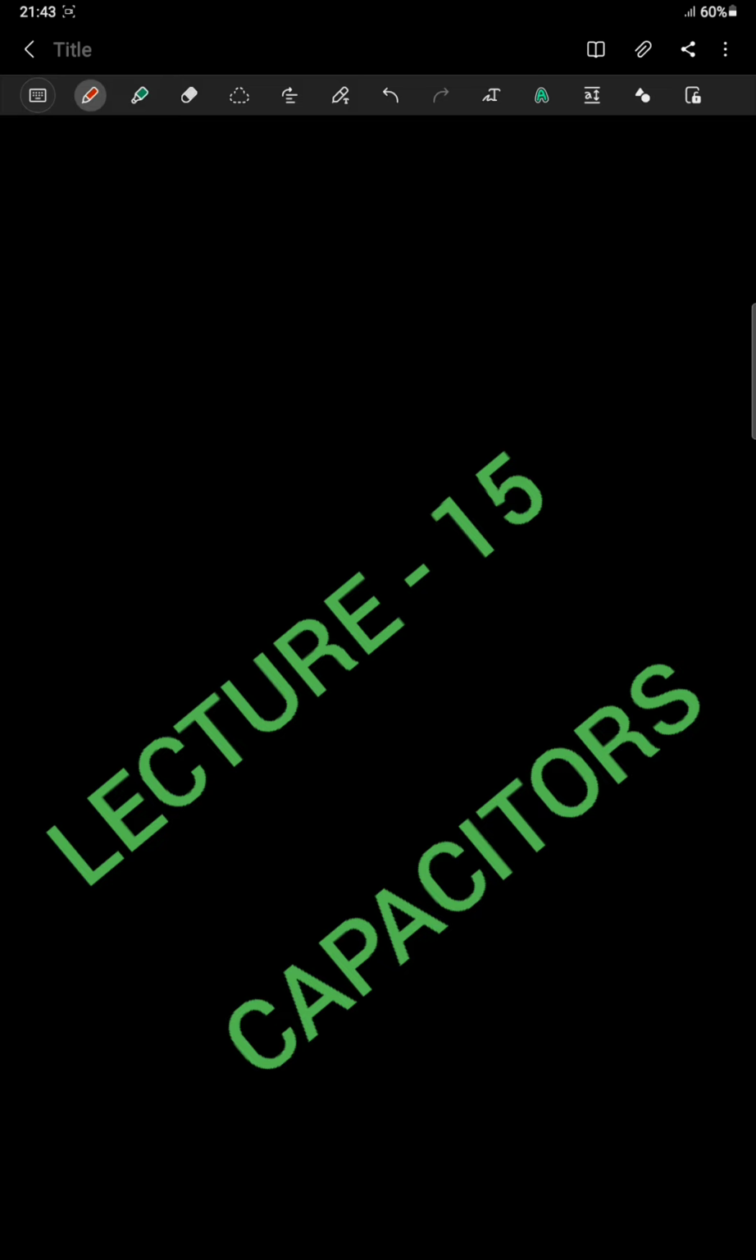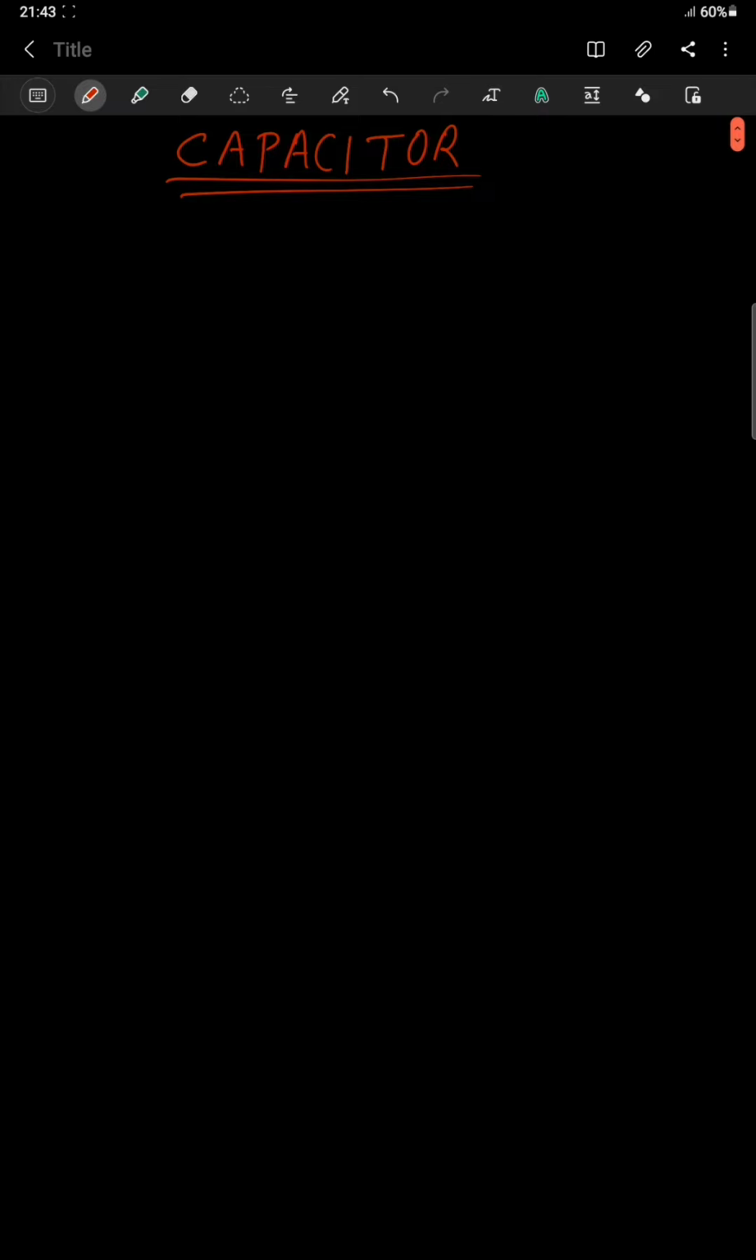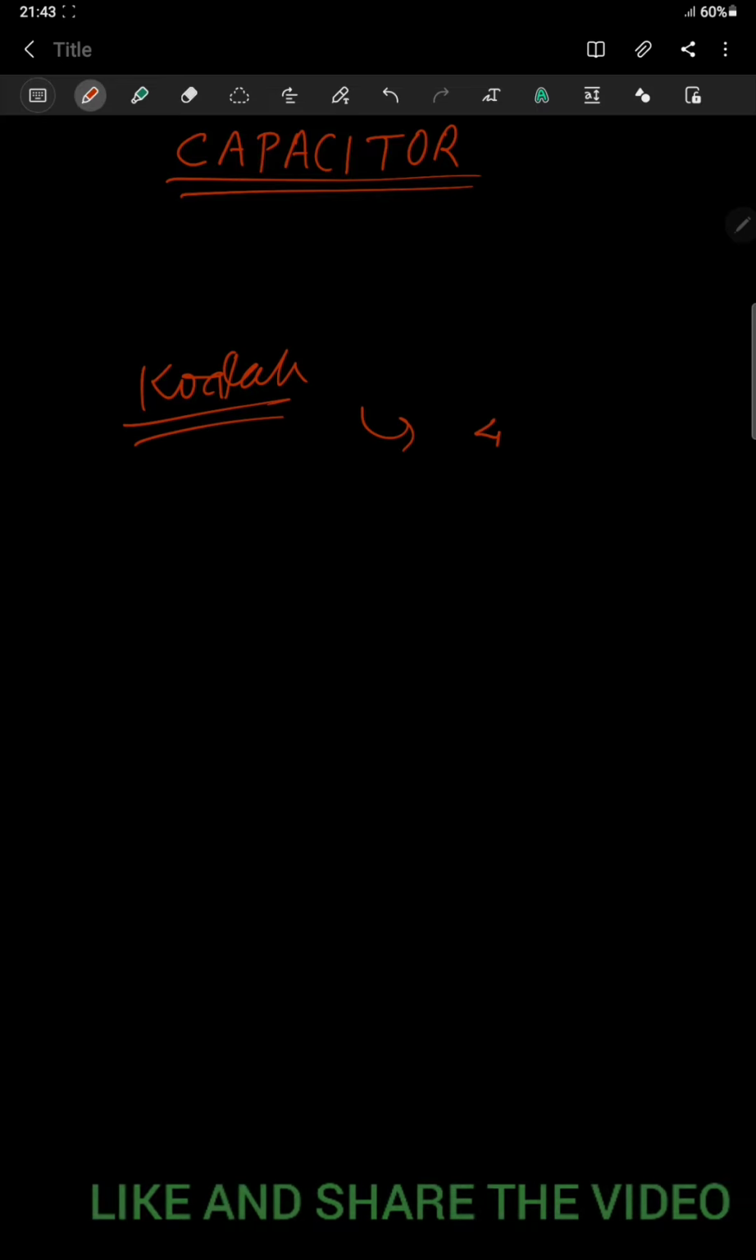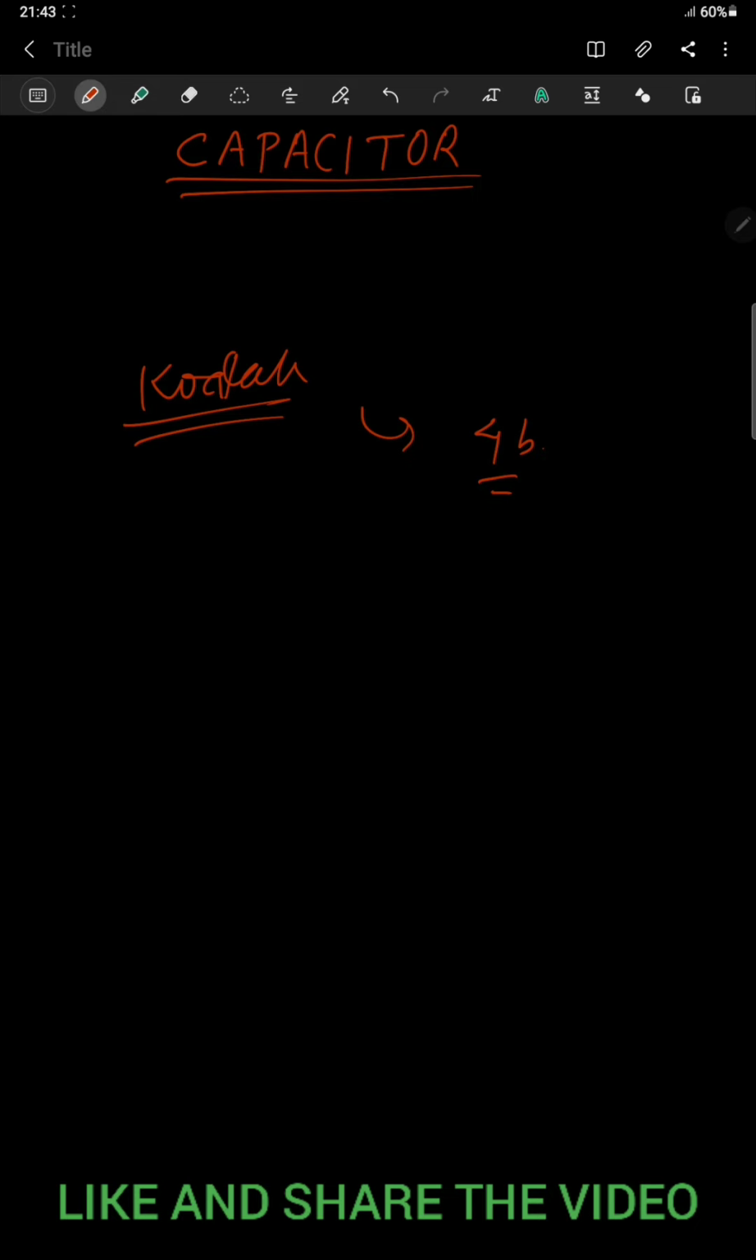In today's class, we'll read about capacitors. Okay, so to start this chapter, I give an example. All of you must have seen a Kodak camera. In the Kodak camera, probably we put 4 batteries to work, right?